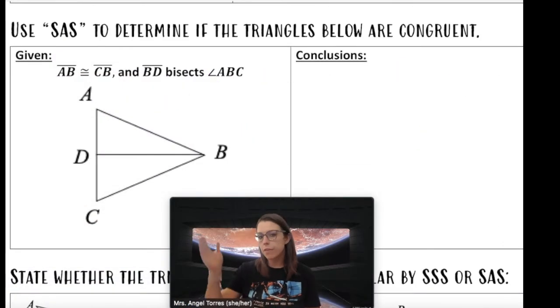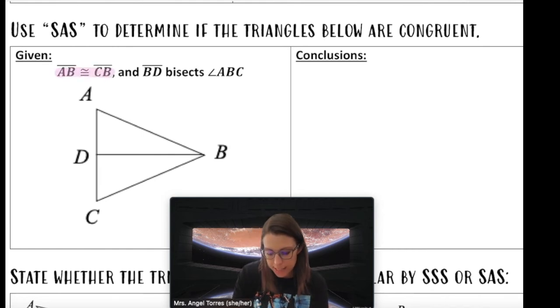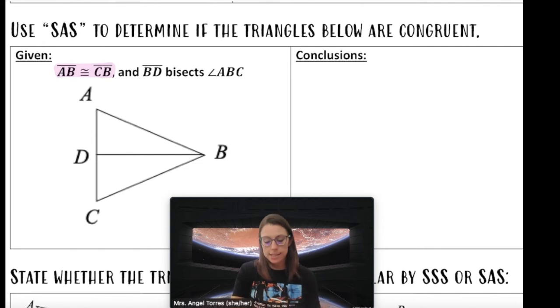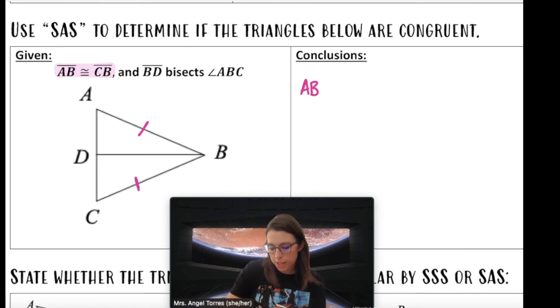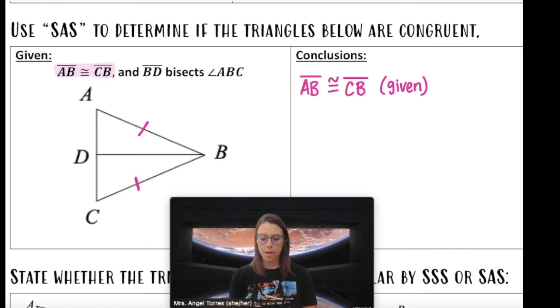Let's see if there's enough information here to determine if the triangles are congruent using side angle side. Again, instead of being given information in the diagram, we're given information in writing. The first piece of information we're given is that side AB is congruent to side CB. So I'm going to mark the diagram. AB is congruent to CB, and I'm going to include that in my conclusion so that I don't forget that information later. And that information was given to us. But that's not enough information to conclude that these triangles are congruent. So let's look at what else we're given.